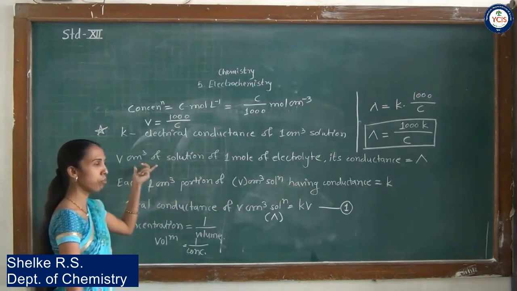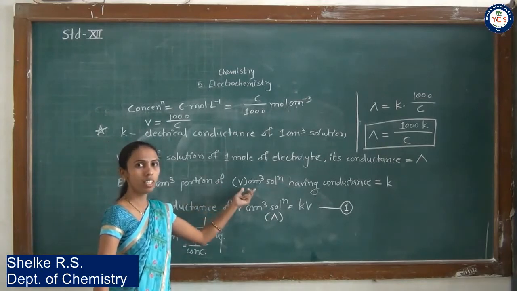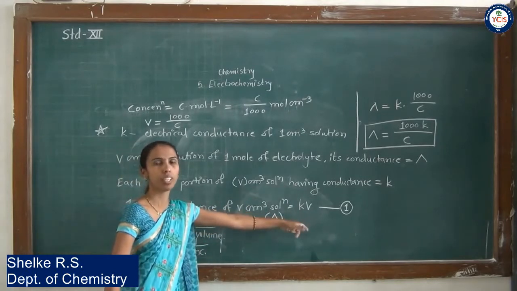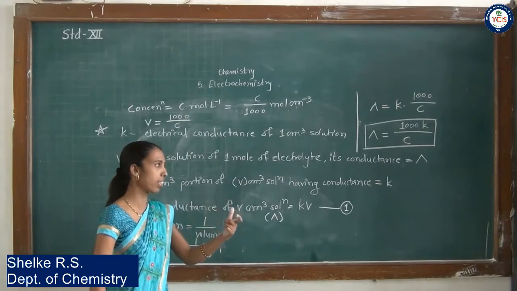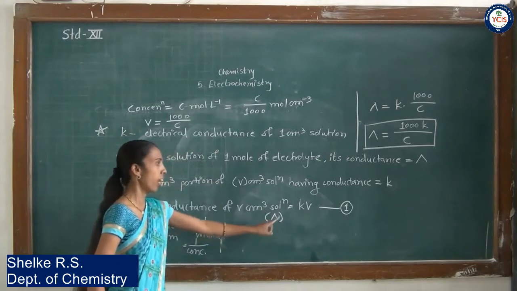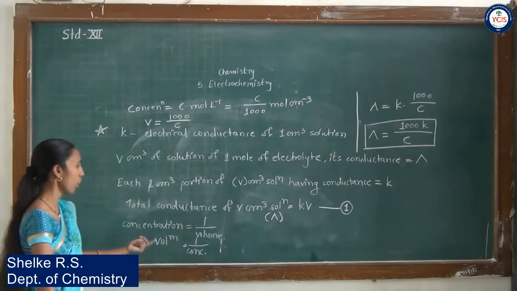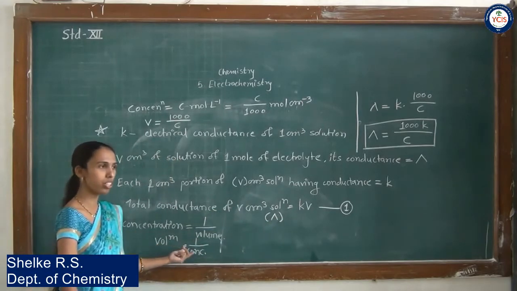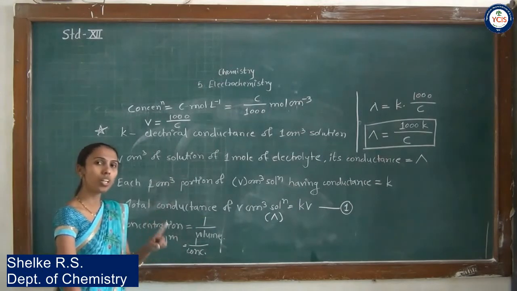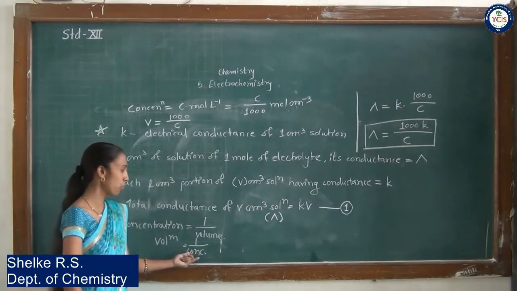Now what will be the conductance of each 1 cm cube portion in this V cm cube of solution? K. Okay, so the total conductance of V cm cube of solution is nothing but K into V. If the conductance of a 1 cm cube portion is K, then what will be the conductance of the total V cm cube of solution? K into V, and that is nothing but only the molar conductivity, lambda. So that will be equation 1. Now the volume is a reciprocal of concentration, or you can say the concentration is a reciprocal of volume. Suppose you are considering the solution of electrolyte of 1 mole, at that time volume is a reciprocal of concentration.